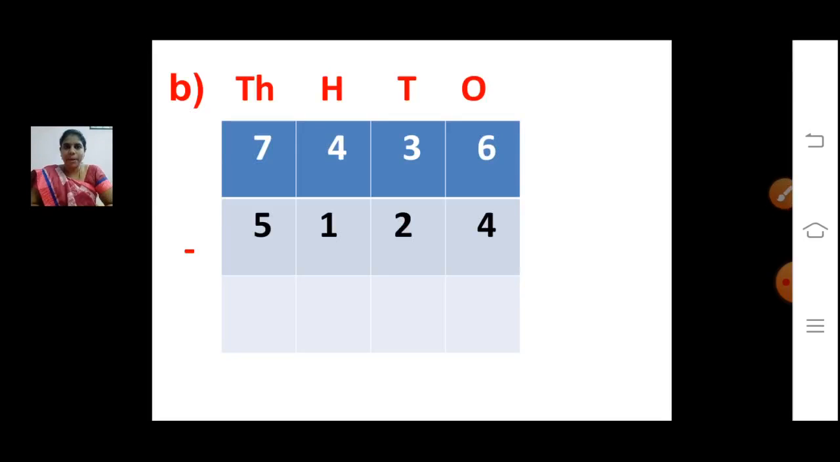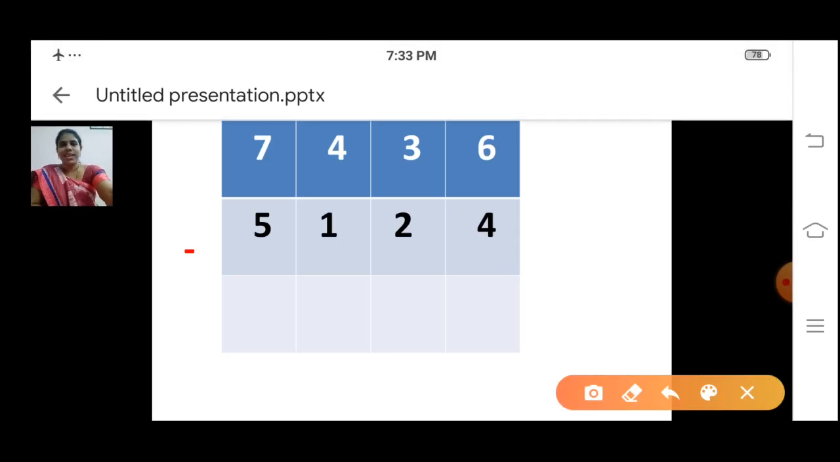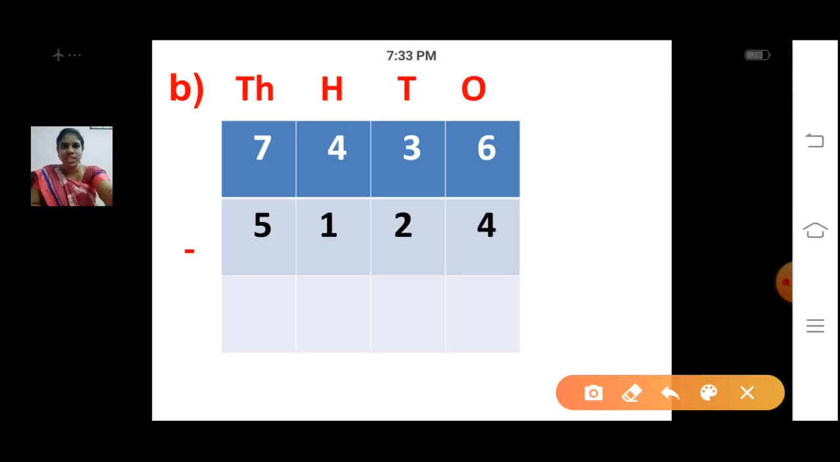Now we are going to subtract 7,436 minus 5,124. We are going to subtract 7,436 minus 5,124. So where we have to start? From the ones place. So let's subtract the ones place.